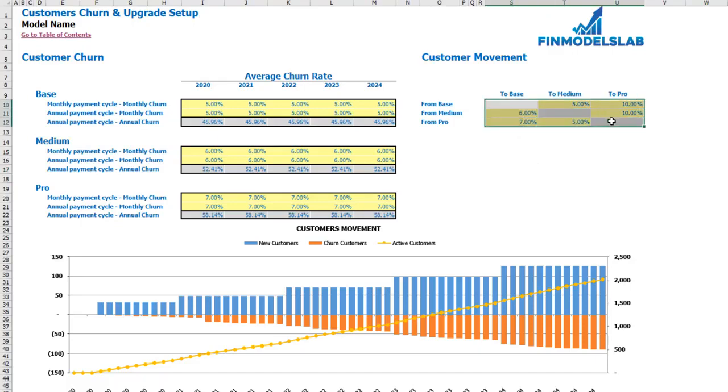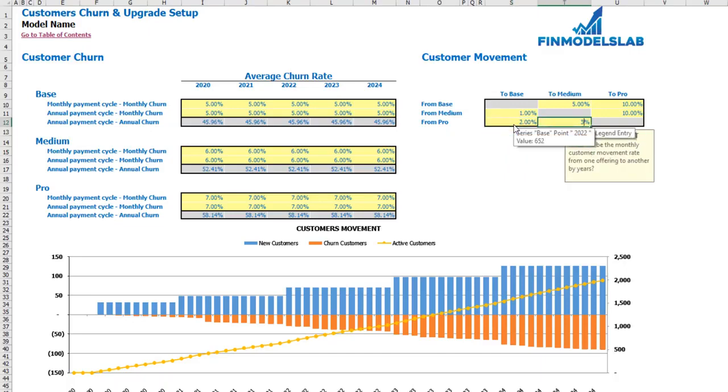And additionally, you have customer movement setup, which works in the next way. So each month you can convert from base to medium 5% of customers, or from medium to pro 10% of customers. If you don't need that customer movement, you can just clean this table and you will not have any migration between plans. If you need to use these plans, you can just adjust these numbers 1%, 2%, 3%, 4%, whatever statistic you have about your business, and that will work.